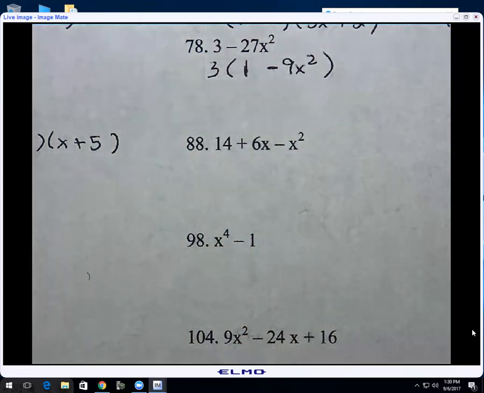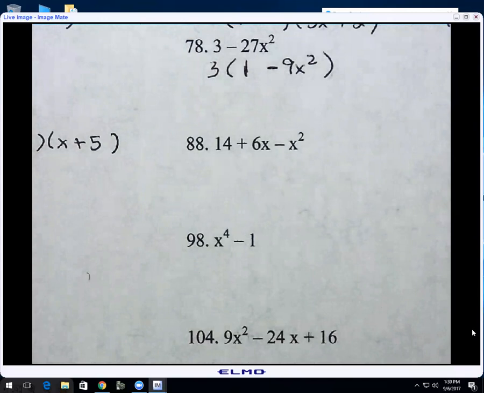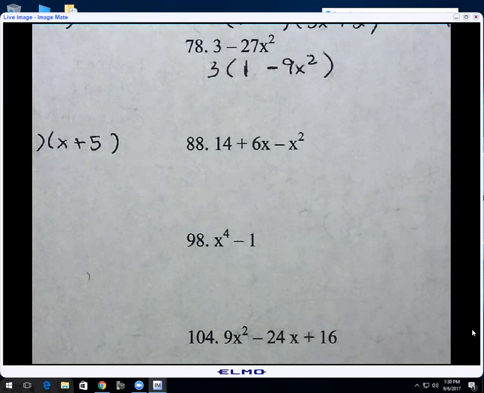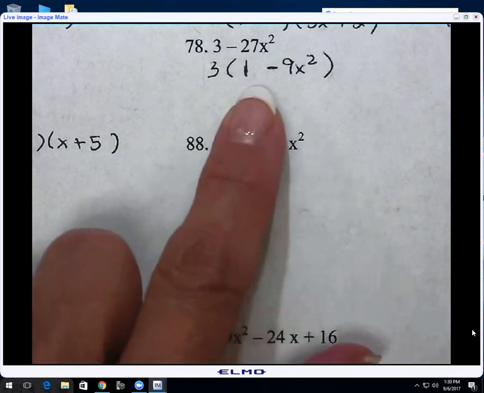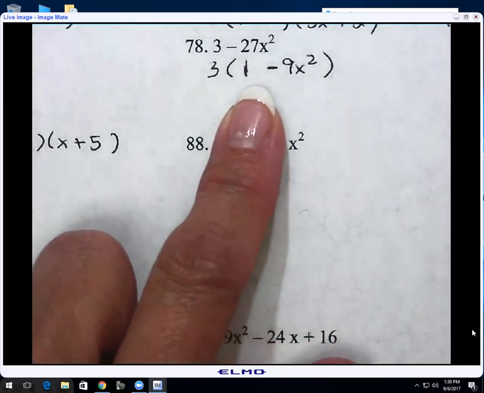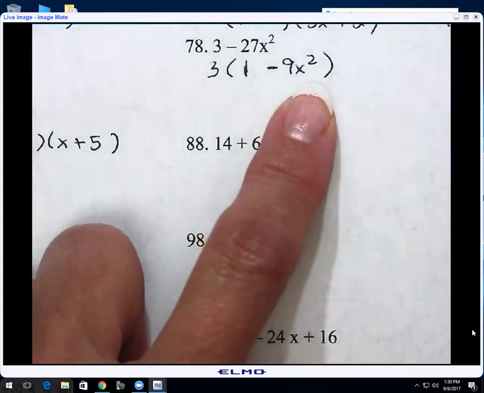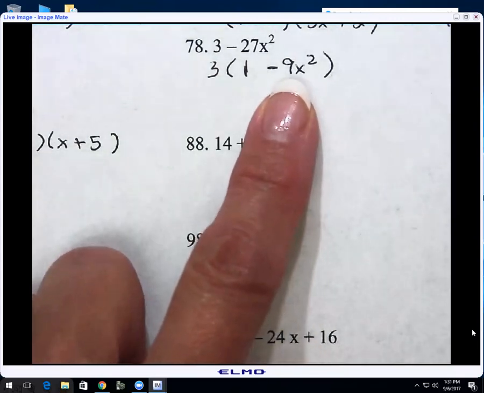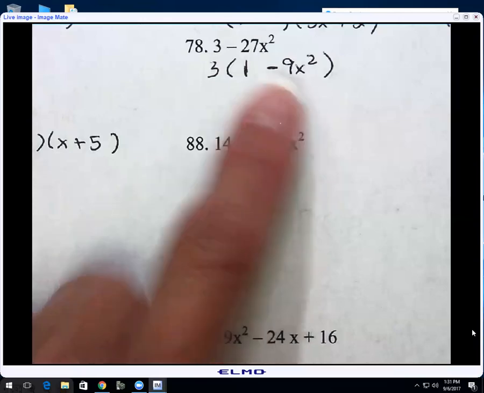You factored out the GCF. Look at what's left. How many terms does it have? 2 terms? What's the only special kind of binomial we know how to factor? Difference of two squares, is it that? Is 1 a perfect square? 1 times 1. Is 9x squared a perfect square? Yeah. Are they subtracted? Yeah. So it's the difference of two squares.